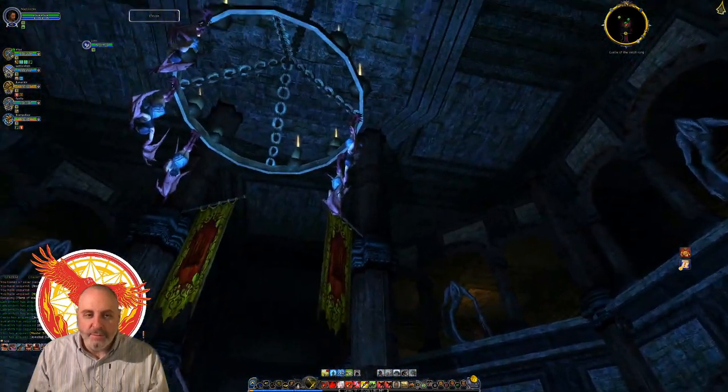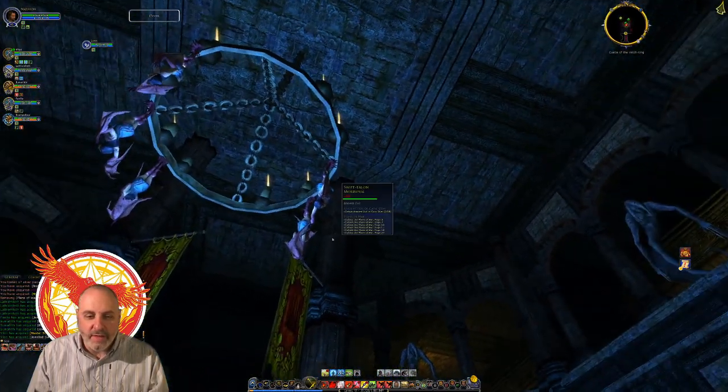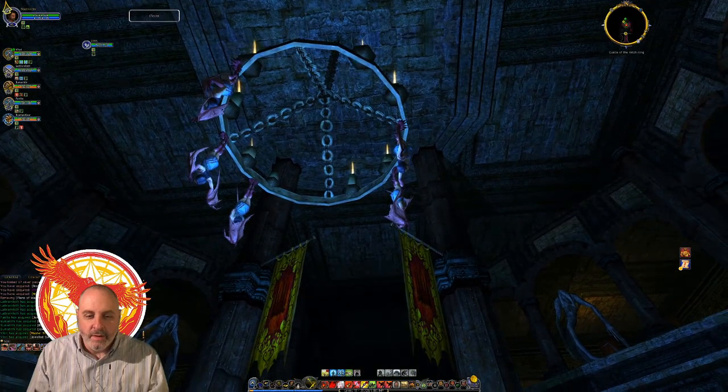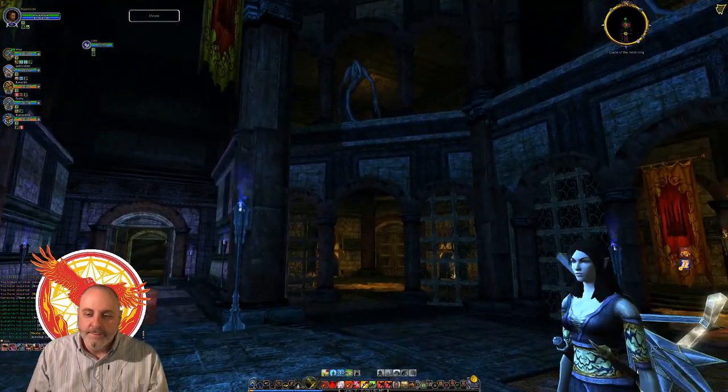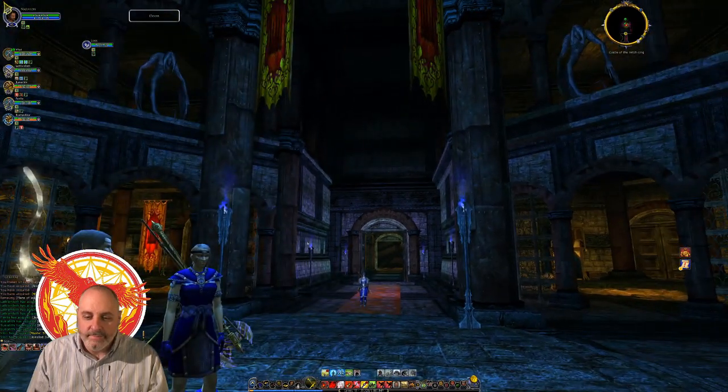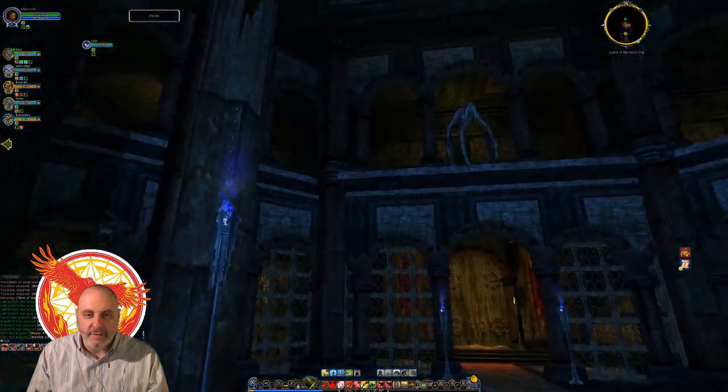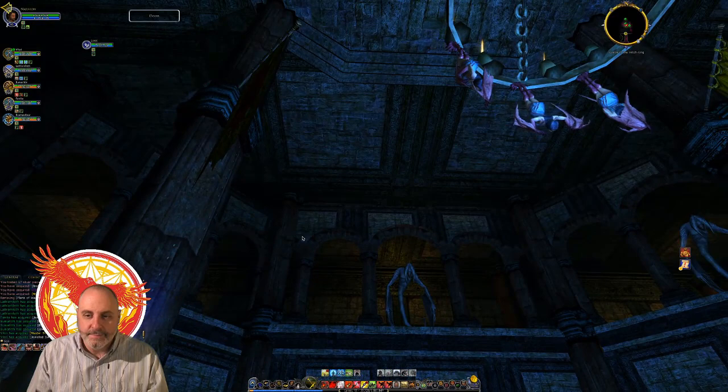So that seems to have been a motif not only of the architecture, but at the very least of the art, but even of the creatures themselves.